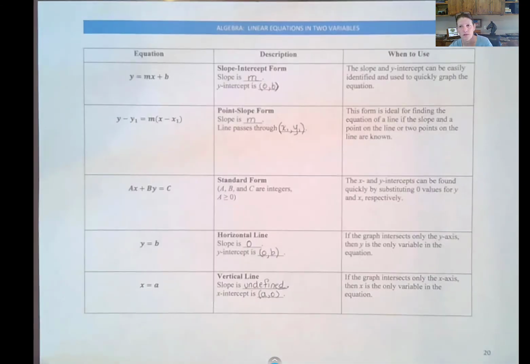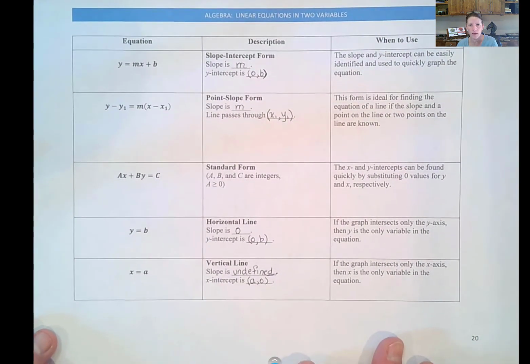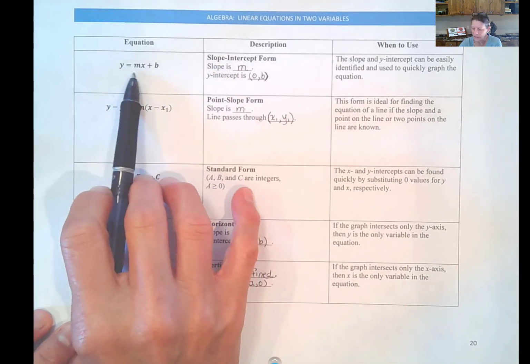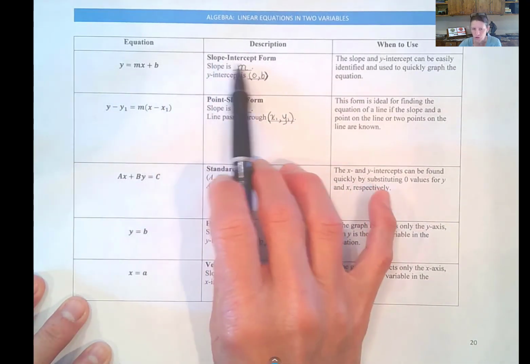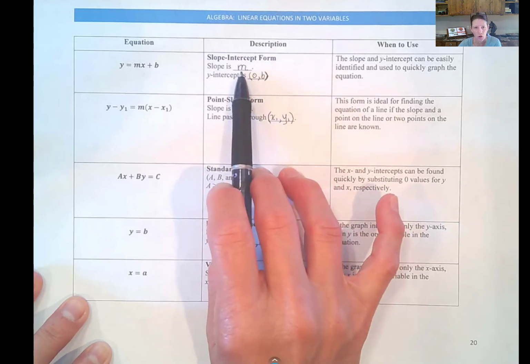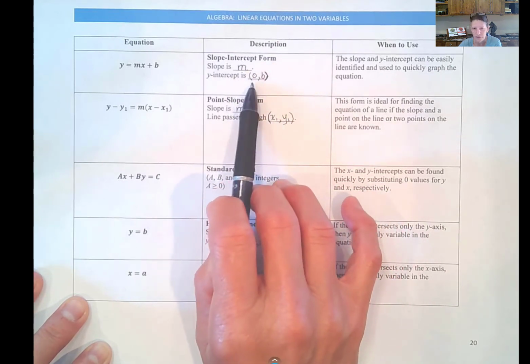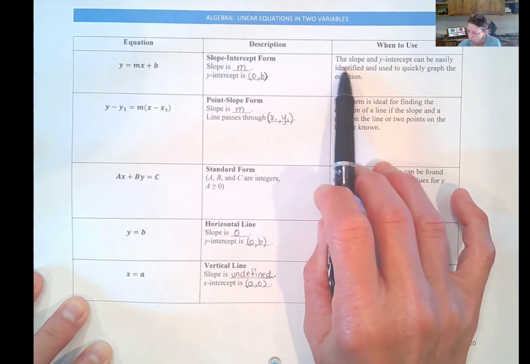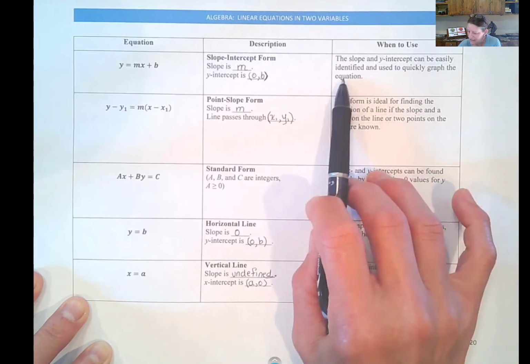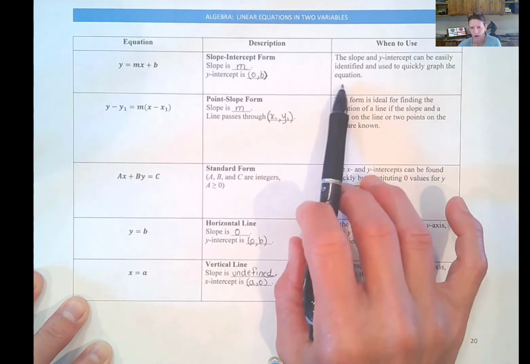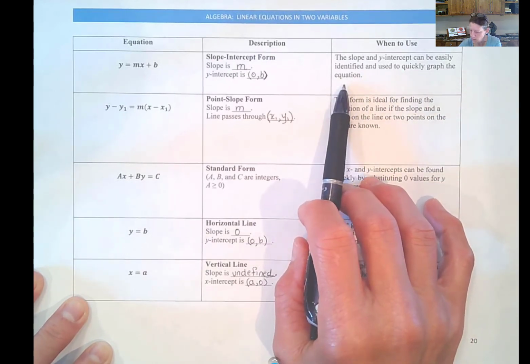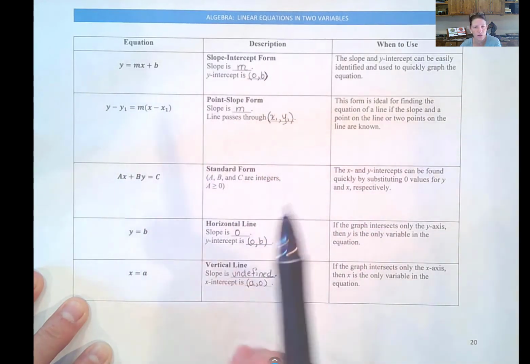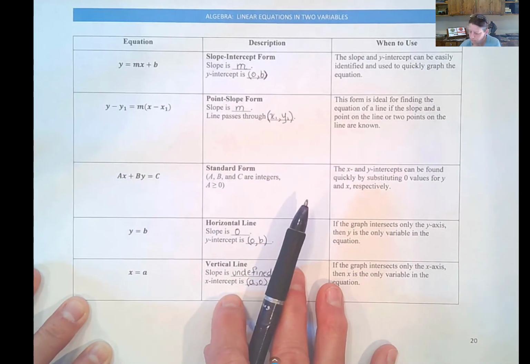And our last page is just a summary of what we have with our equations. The form y equals mx plus b is our slope-intercept form. Here we know the slope is m, the y-intercept is (0, b). When might we use this one? The slope and y-intercept can be easily identified and used to quickly graph the equation. If you know the slope and y-intercept, use this form and substitute values to write the equation of your line.